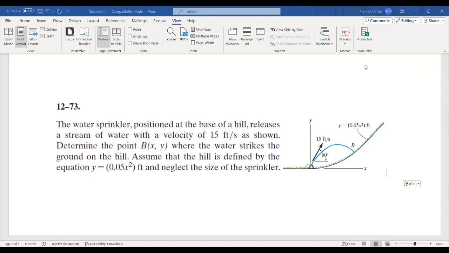We're going to now look at this problem here. This is 12-73. The water sprinkler positioned at the base of a hill releases water at 15 feet per second as shown. Determine the point B where the water strikes the ground on the hill. Assume that the hill is defined by the equation y equals 0.05 x squared feet. Neglect the size of the sprinkler. So we're going to take a look at this problem.